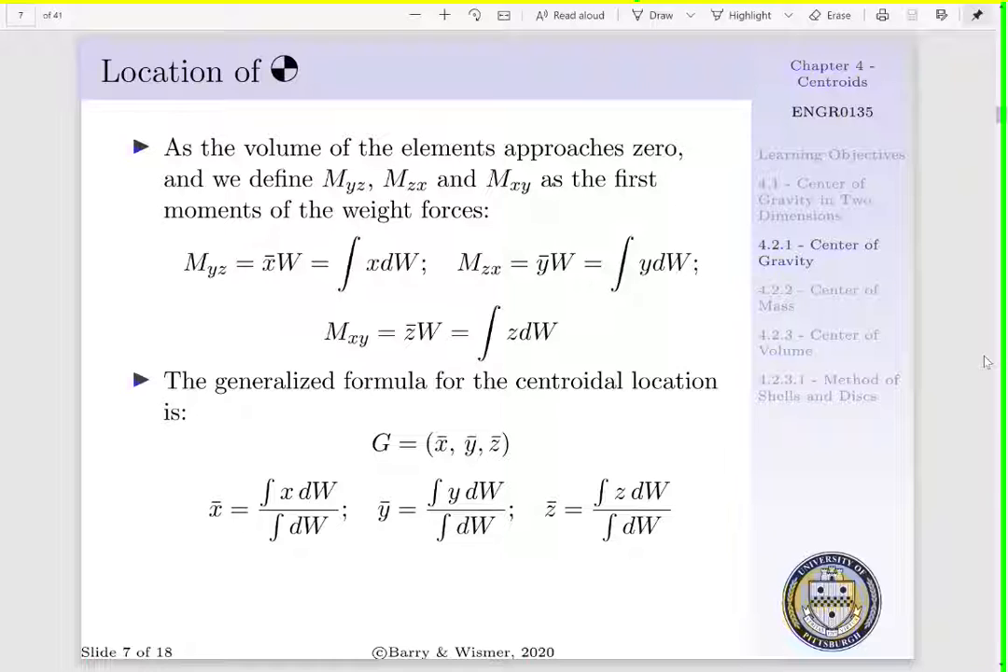Thus, we can express a generalized formula for our centroidal location. That is, G, our center of gravity, is going to be equal to x bar, y bar, z bar, where x bar is equal to the integral of x dW per the integral of dW, y bar is equal to the integral of y dW per the integral of dW, and z bar is equal to the integral of z dW per the integral of dW.